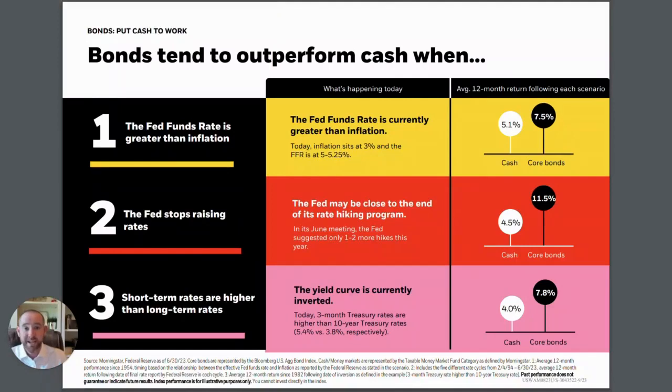With short-term rates having gone up as much as they have recently, it's tempting to abandon longer bonds in favor of purely short duration, money market, cash equivalent type positions. With this slide, I quickly want to go over why that is not necessarily a good idea historically, looking at three different scenarios which we're currently experiencing.